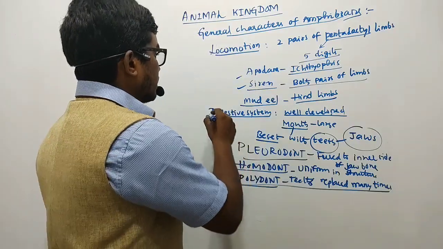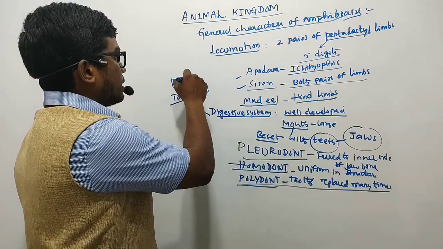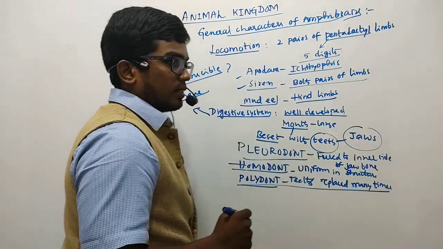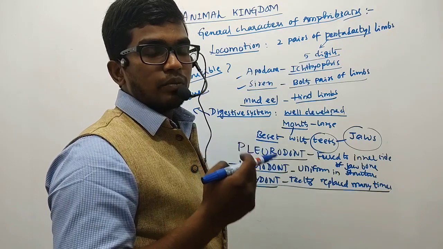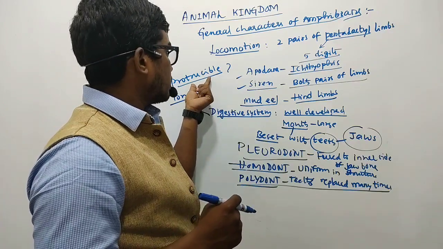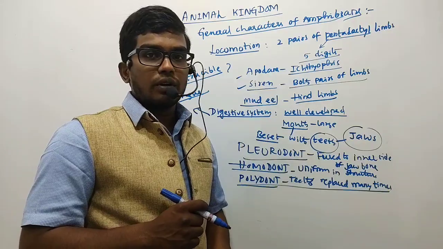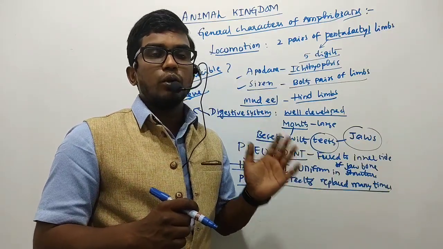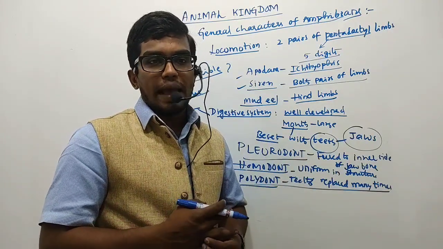Here, remember, the tongue is generally protrusible. What do we mean by protrusible here? The tongue can be extended outwards and suddenly it can be brought back to the normal position. That is what we call a protrusible tongue, which is important to catch its prey. To derive its nutrition, it's very important to catch its prey and feed on it. A protrusible tongue is very much necessary in most amphibians.